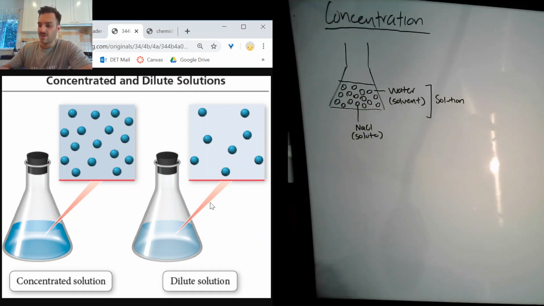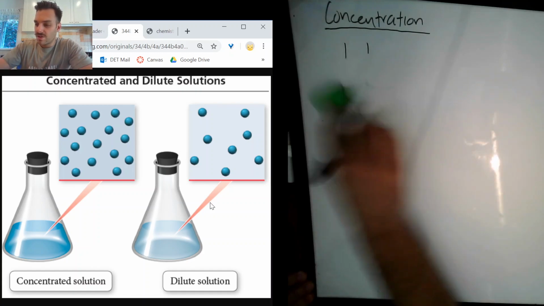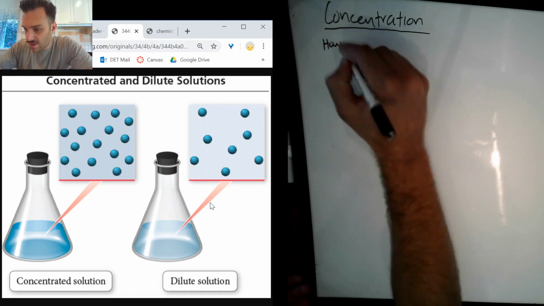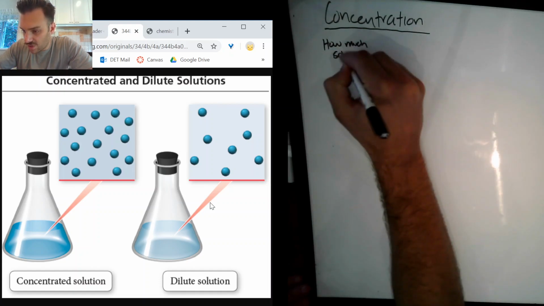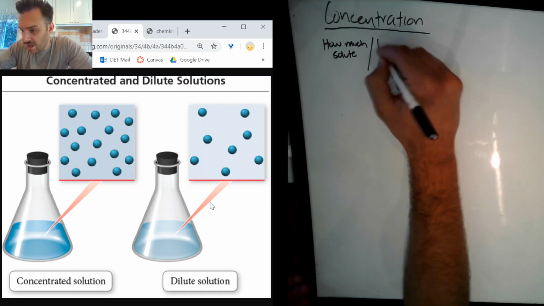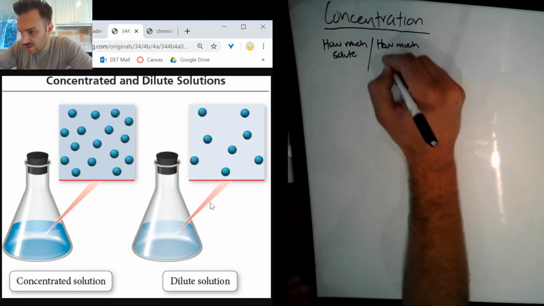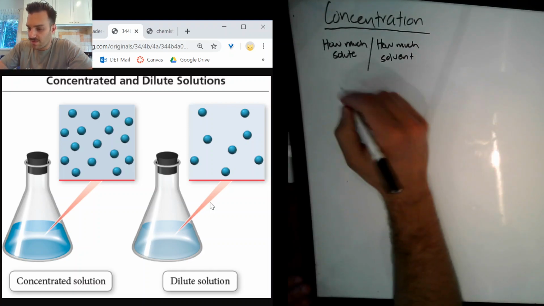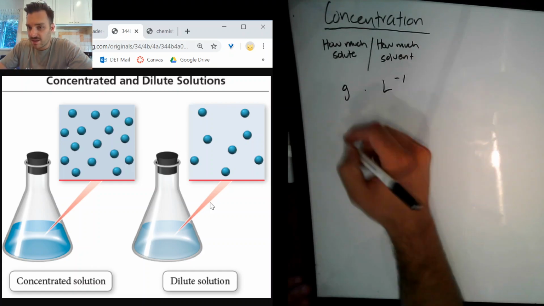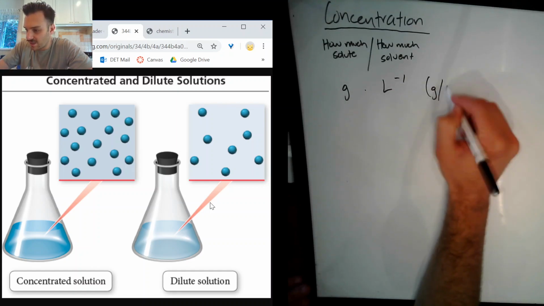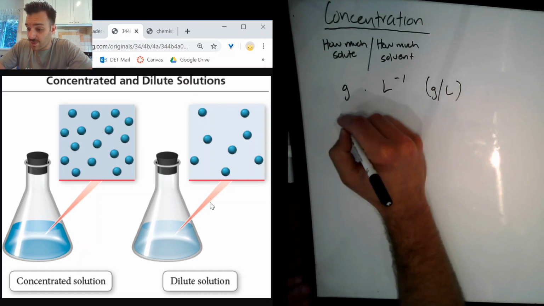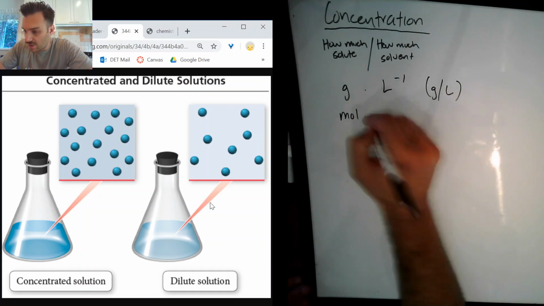Right, so now we're going to have a look at some different measures of concentration. Basically we're saying how much solute divided by how much solvent. Now this can be given in different ways, and there's a number of ways that you might be familiar with. So we could have something like grams per liter. Remember that this is the same as writing this. I'm just going to use this notation here. You could also have, since we've been using moles, moles per liter.